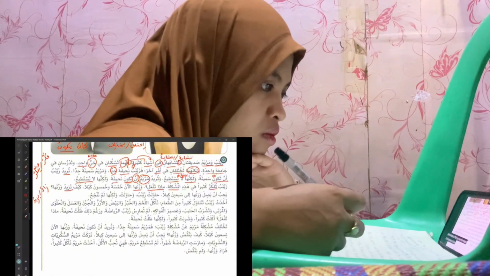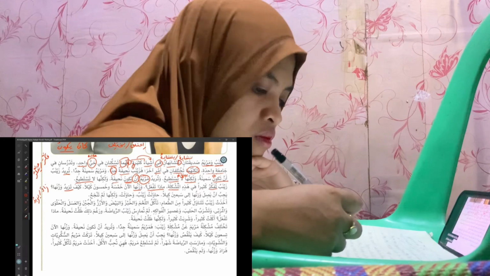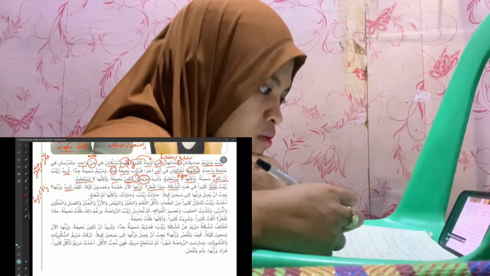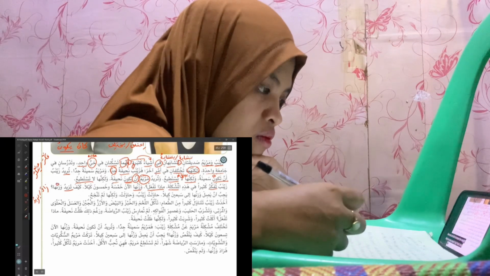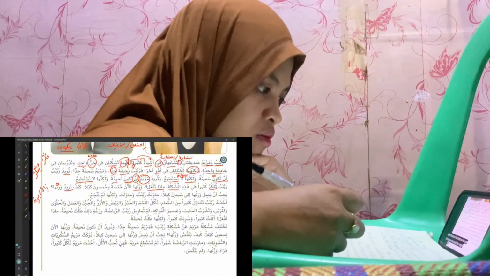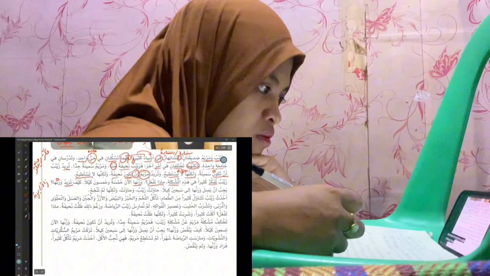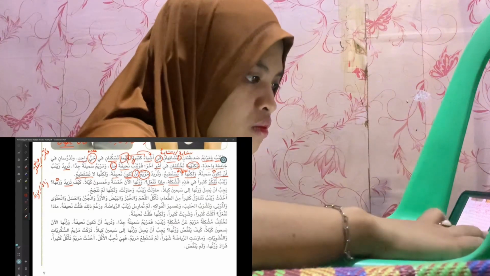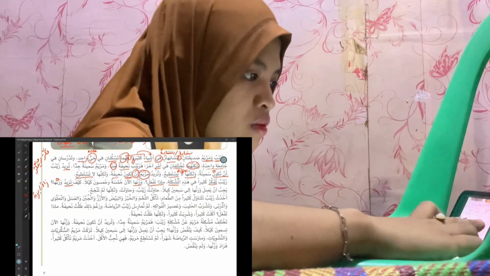So how can she increase her weight? Okay, so waznaha, that's the object because it has fatha. So how can she increase the weight, her weight? So then it says يجب أن يصل وزنها إلى 70 كيلا.